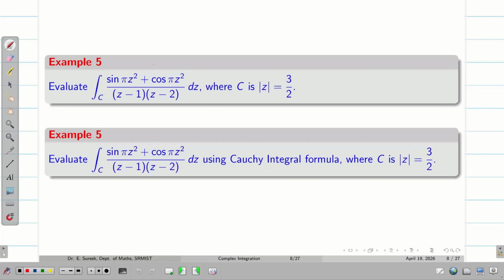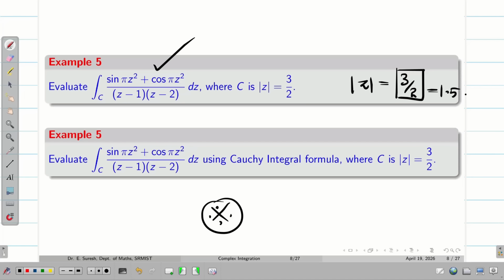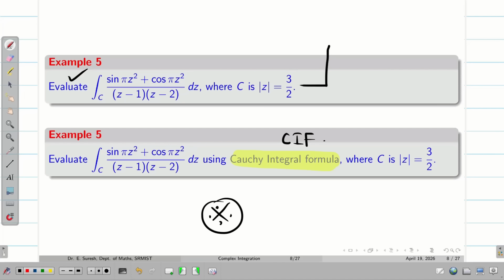Next, for more clarity, we are going to take the same problem, only I am changing the region. Here the region is 3 by 2, that is 1.5, and it is very important in your examinations. If they mention solve using Cauchy integral formula, then no other go, we have to solve by Cauchy integral formula. But if they say simply evaluate, you can either solve by Cauchy integral formula or Cauchy residue theorem.